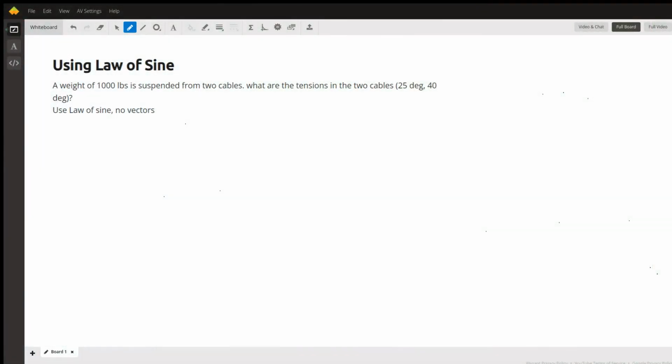All right, here's the situation. This question says, using law of sines, a weight of 1,000 pounds is suspended from two cables. What are the tensions in the two cables at 25 degrees and 40 degrees? You have to use law of sines, not vectors. I have to use vectors to set up the triangle for law of sines, so I don't know.